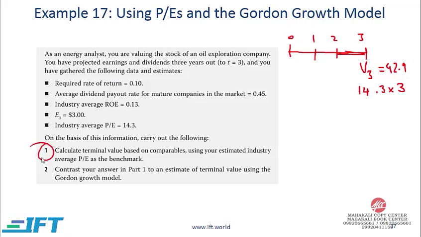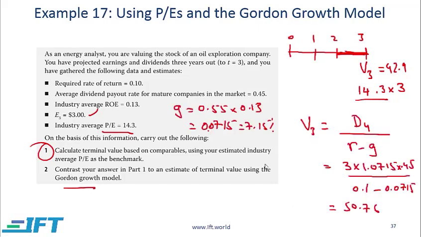So for part 1, the answer that you should come up with is 42.9. The reason is you are given E3, earnings for year 3, which is $3. And then the industry average PE is 14.3. It's not stated explicitly, but this is the trailing PE. So you multiply 14.3, the trailing PE, with 3, and you get 42.9. And then what if you use the Gordon growth model?